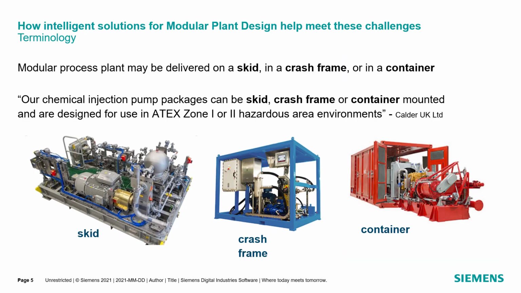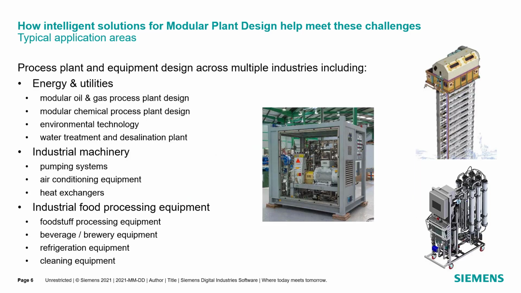The process plant industry has followed the building industry to a modular design, here shown as a skid. The skid, in turn, can be part of a crash frame, which can be stacked one on top of another, or the skid can be put into a container, used on board a ship, oil rig, or other harsh or hazardous environments. Typical industries that we work with are energy and utilities, industrial machinery, and food processing. Within these industries, there are additional focus areas, and it is true to say that any piping requirement can be handled with Solid Edge modular plant design software.